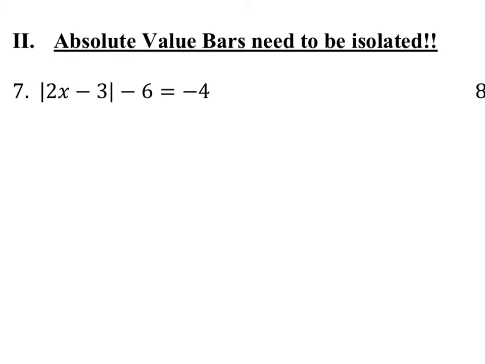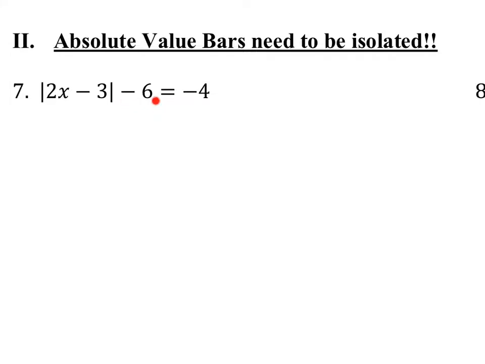All right, on here, we're going to move to the second part with solving absolute value equations. And you can see right there for part 2, the first step tells you what to do. You need to isolate the absolute value bars. So this, the 2x minus 3, I want to keep this in the bars. I want to get it by itself. So basically, what you have to do is get rid of this negative 6.